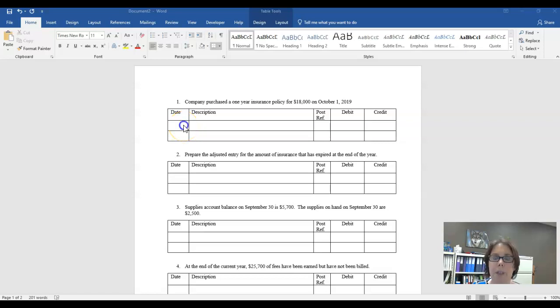Hello group. This chapter is all about adjusting entries, and I want to go through some of the adjusting entries of what you may be seeing for this chapter.